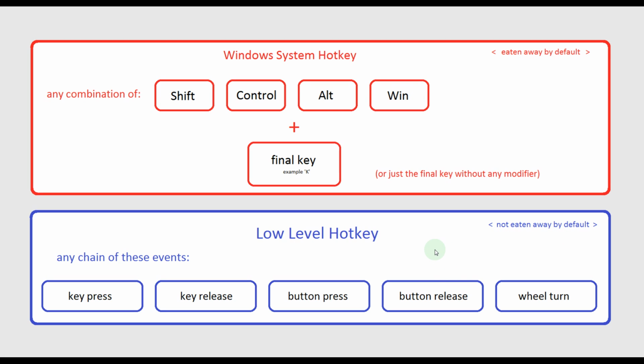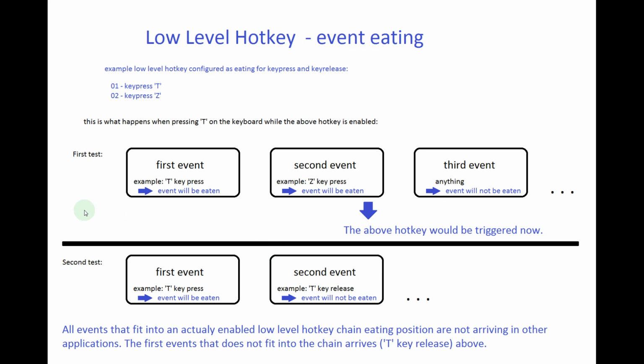But you can only eat away keyboard events and mouse button events. Okay, not joystick buttons. But you can eat away the 4th and 5th and the 3rd mouse button and the right mouse button, as you have seen. But no joystick buttons can be eaten away at the moment. You can also record the wheel turns, so the little clicks that the wheel makes, and count them and trigger a hotkey with it.